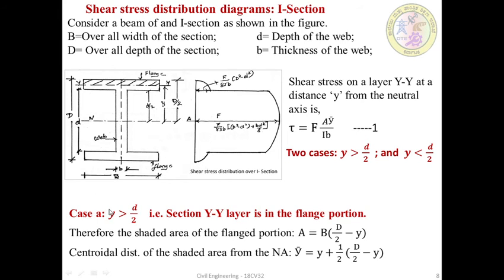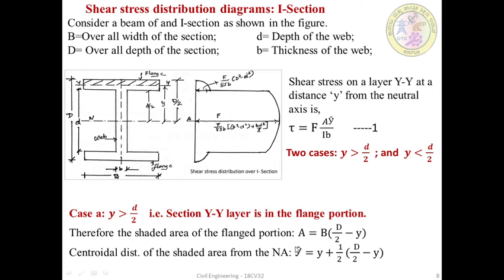So first coming to case 1, y greater than d by 2, that is, the layer yy is in the flange portion. This is the dotted line, the hatched portion, that is the sectional line I have shown; it is lying in the flange portion. Therefore, the shaded area of the flanged portion is equal to, this is the shaded area, B into (capital D by 2 minus y). This is y, this is capital D by 2. Capital D by 2 minus y is the depth of the section above yy, and the breadth capital B is constant.